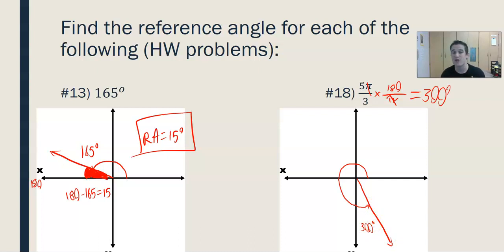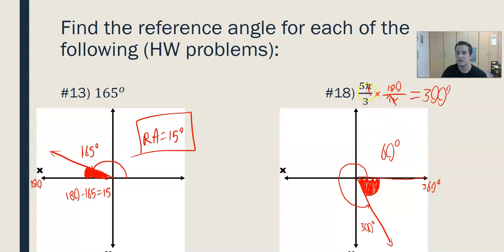In order to find the reference angle, I need to find the angle between this terminal side and the x-axis. So this angle right here. If I was going from 300 degrees all the way back to this original x-axis, that's from 300 all the way to 360 degrees. So my reference angle is going to be the distance between 300 and 360 degrees, or 60 degrees. My reference angle is 60 degrees.